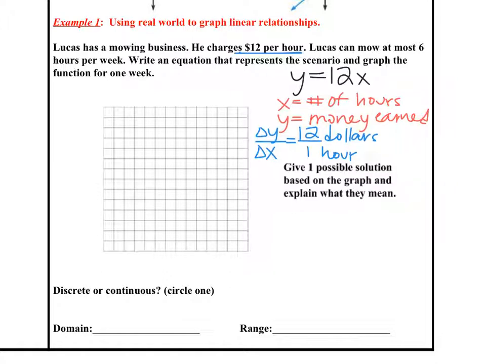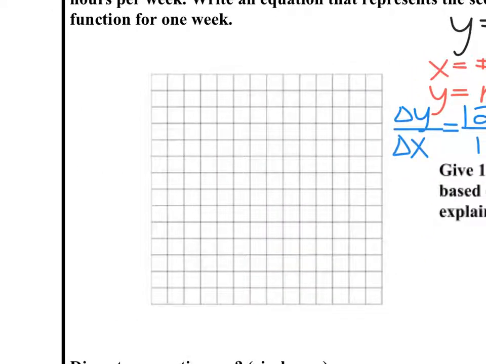Okay. But he can only mow 6 hours in a week. So what's the maximum amount of money that he's going to make in a week? 12 times 6, 72. So please keep in mind your hours needs to have space to go up to 6, and your money needs to have space to go up to 72. Let's label. Put a 0 at the corner. Your change in y from your slope is 12. So go by 12s.